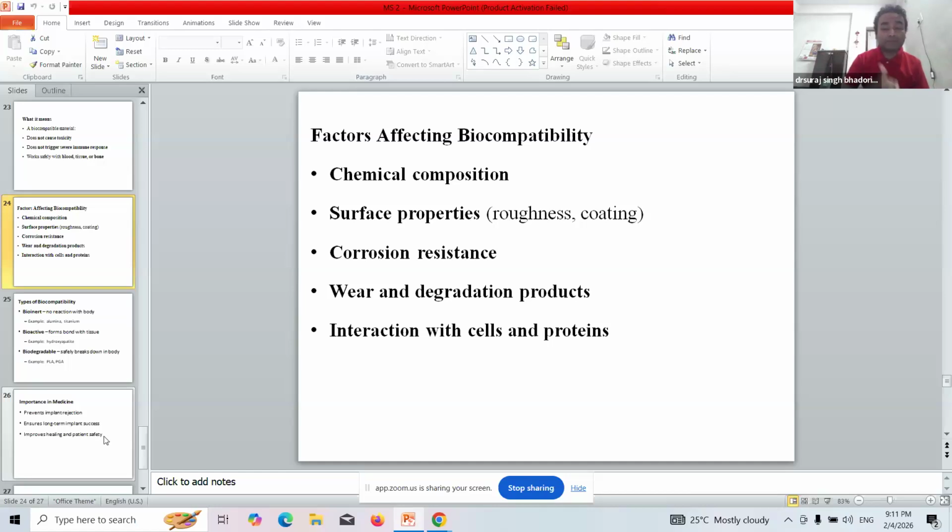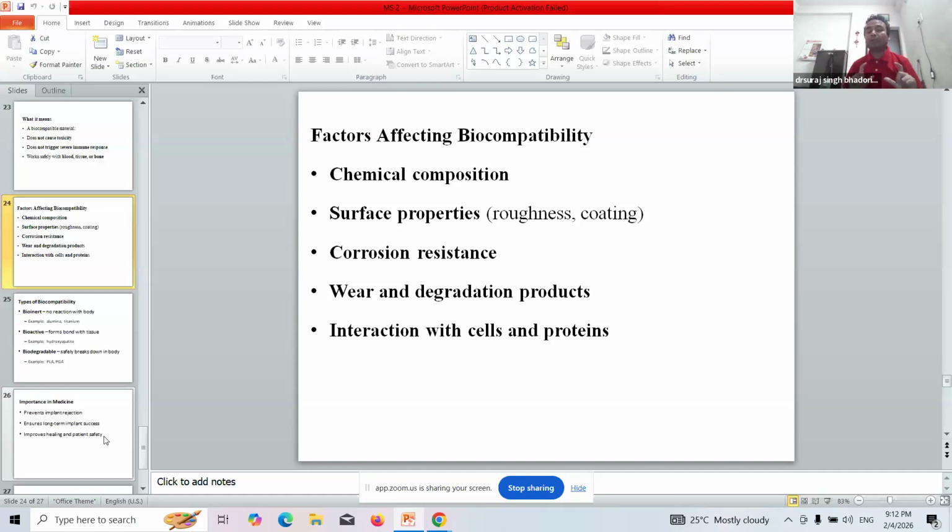Next is surface properties. What are surface properties? Generally when we talk about roughness, coating, layering, this is the surface property, because these properties relate to the superficial part, not the deeper core of that particular material. This gives you the layering, which protects from light, from other stimuli, from smell, from radiations. So this is the surface property.